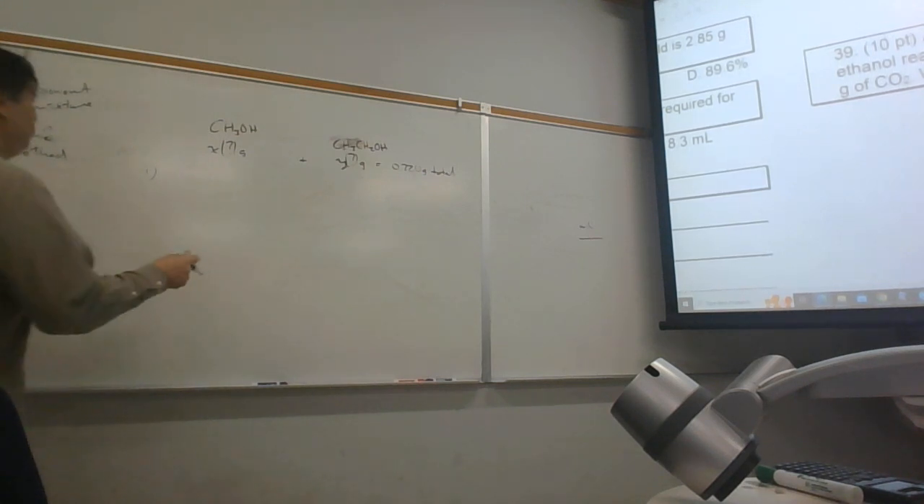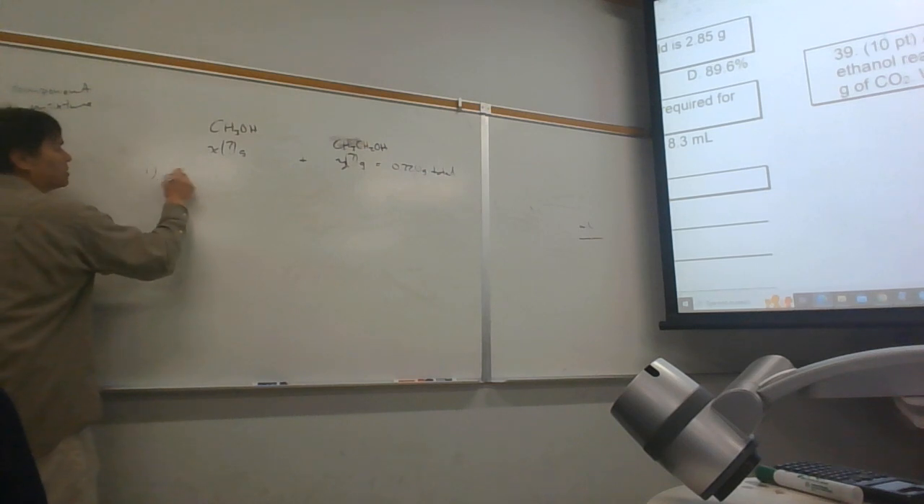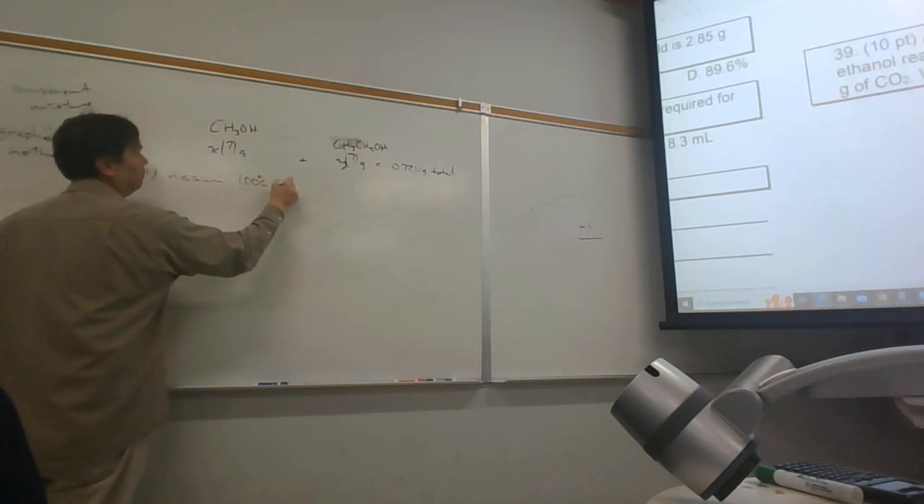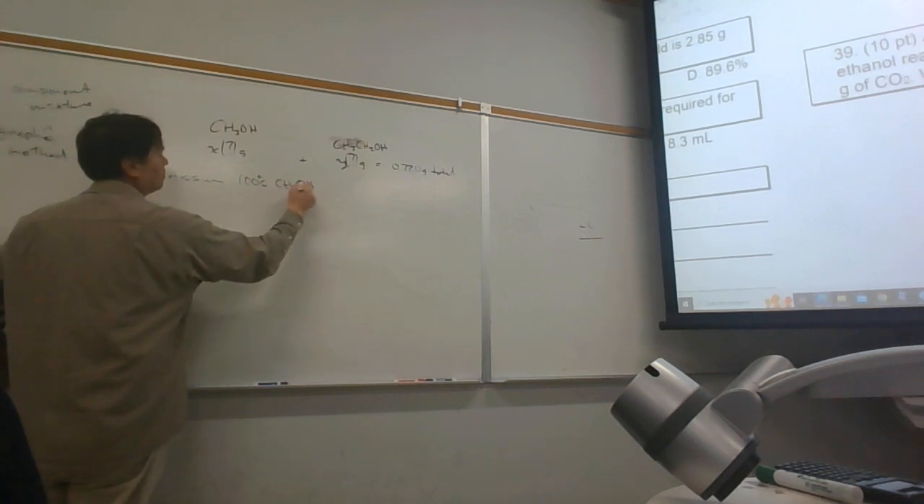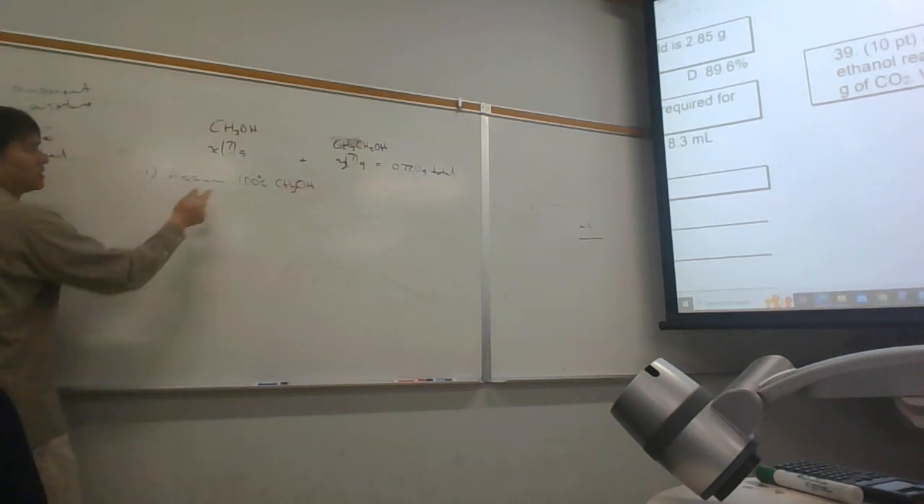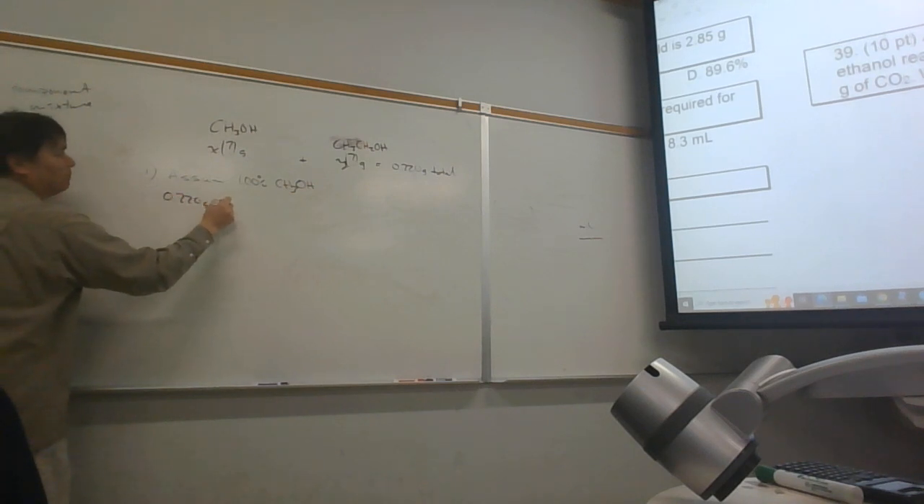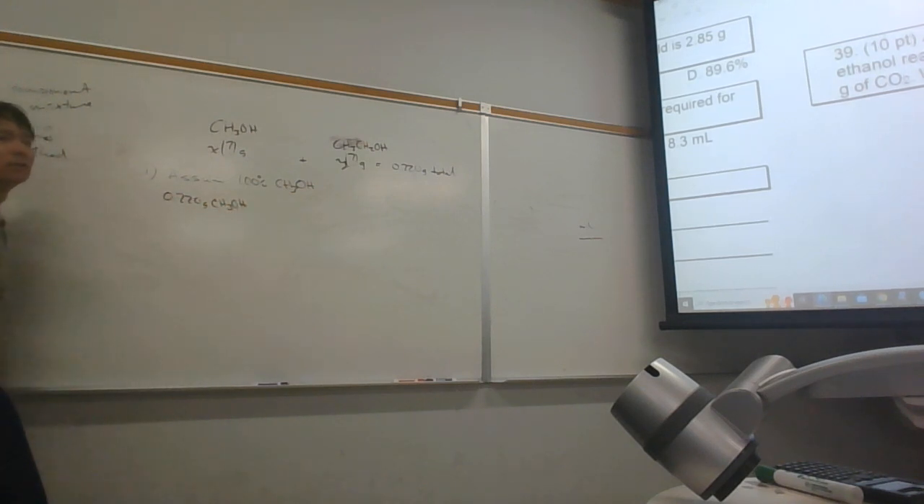And so, one, I assume 100% methanol. If I assume 100% methanol, then I have 0.220 grams of methanol. Is that correct? No. But that's extreme. I can't go beyond that. I can't have 110% methanol. And so this boils down to a straight stoichiometry problem.